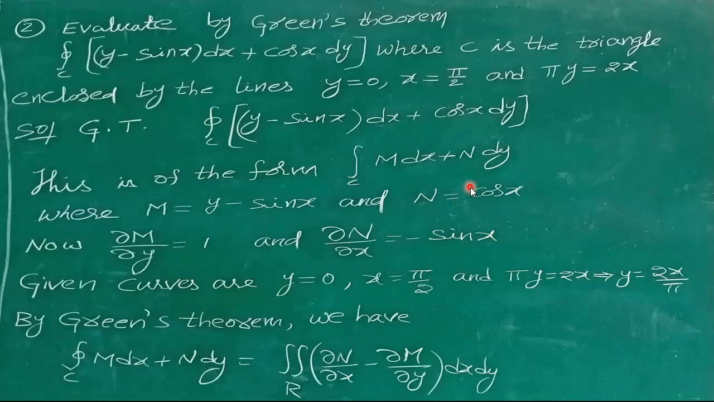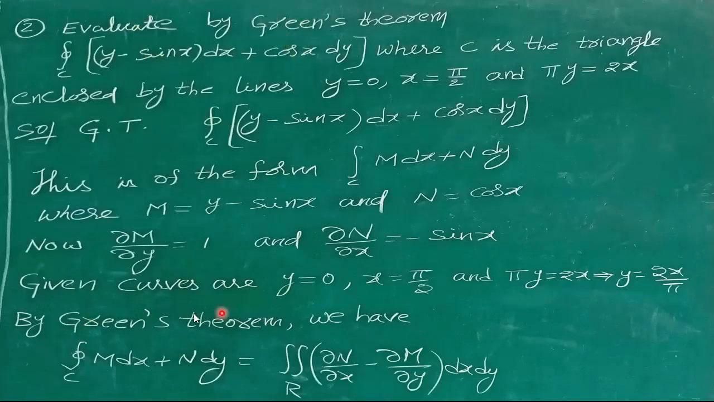Now what are the given lines here? The given curves are y equals 0, x equals pi by 2 and pi y equals 2x. Here pi y equals 2x means y is equal to 2 by pi into x. This is in the form of y equals mx, right? Now evaluate by Green's theorem.